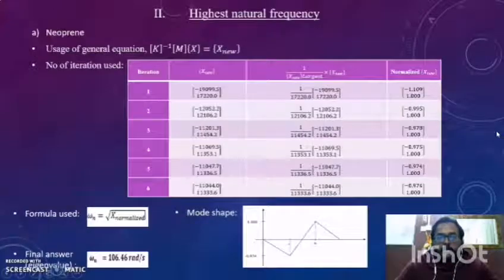Over here, we look into the highest natural frequency for neoprene, which has the same general equation. The number of iterations is the same, which is 6. But here we have the normalized values as 0.974 and 1.000. The formula used to calculate ωn is equal to the square root of X normalized, which will give us the value of 106.46 rad per second. And the mode shape here we have a negative and positive graph. The highest is 1.000 and the lowest is negative 0.974.